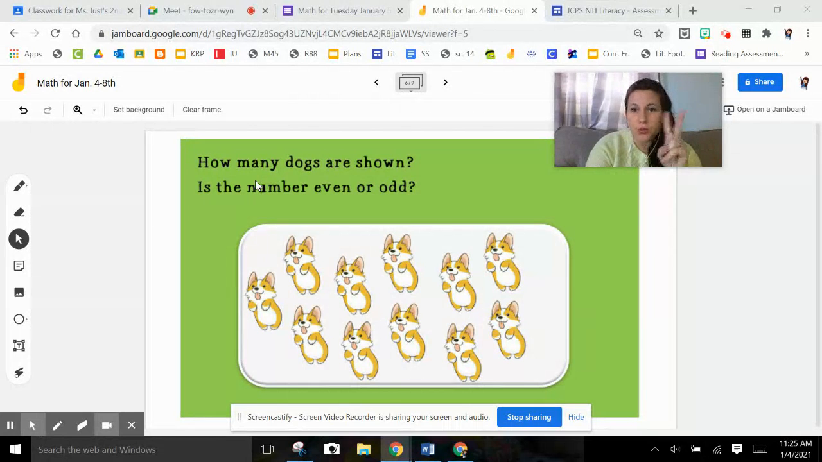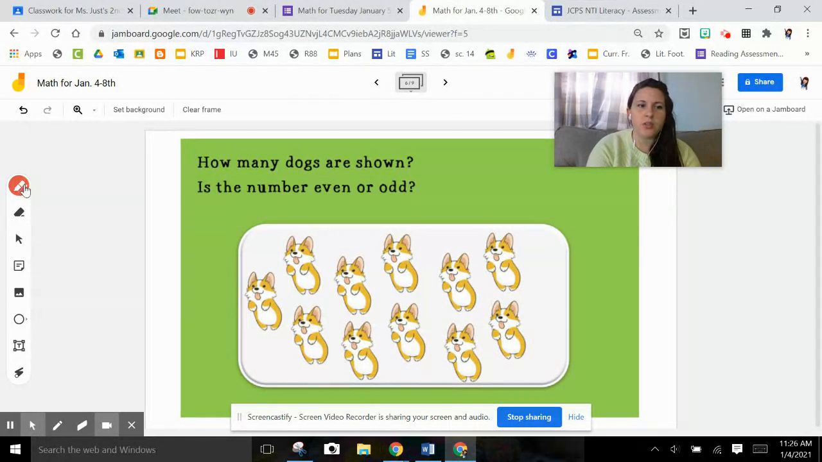Two problems that you're going to be seeing on your form are going to ask you about a group of objects. In the one that we're using right now, it's a group of corgis, which are Miss Acton's favorite puppy dogs. Basically it wants to know how many dogs are shown. That should be super duper easy. And it wants to know if that number is even or odd. And I'm going to show you the trick to find that.